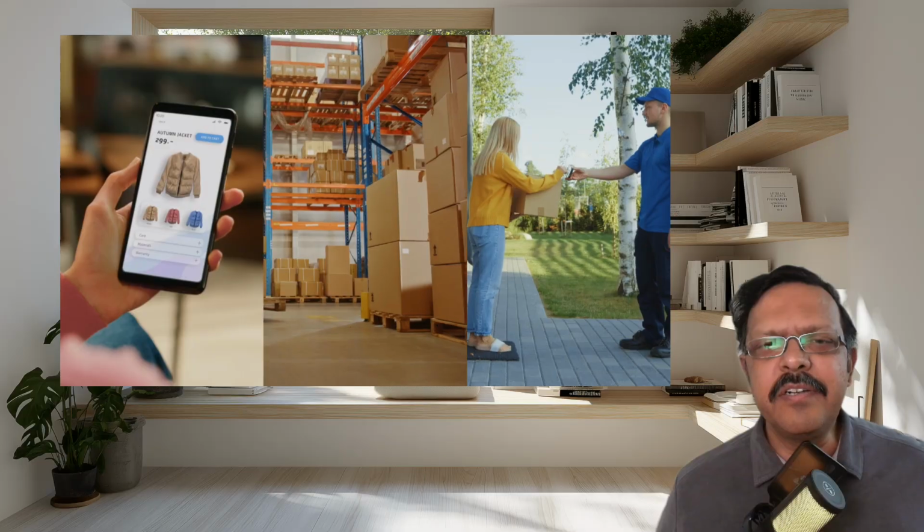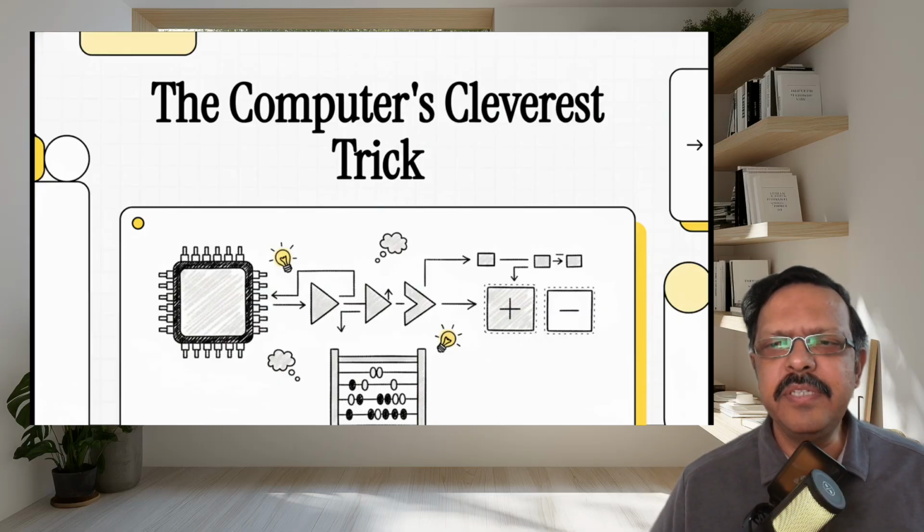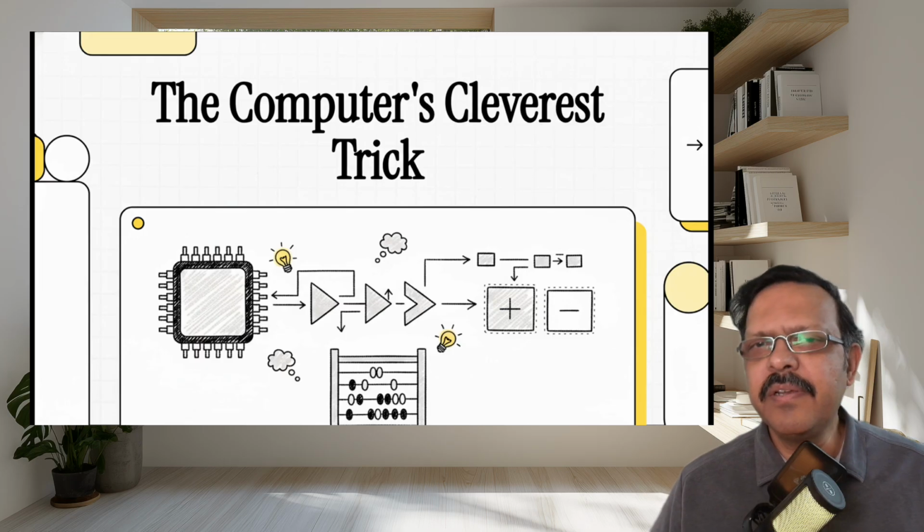We are stepping behind the curtains of modern computing today to see how some of the simplest ideas end up powering the most complex machines ever built. You will discover in the next few minutes computers are not magical, they are clever, extremely clever.